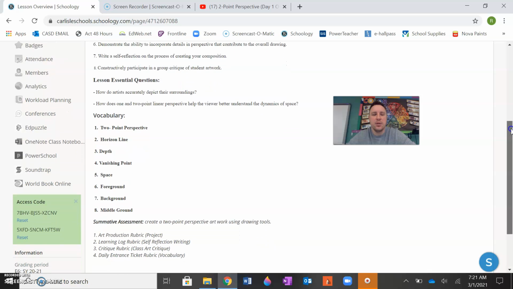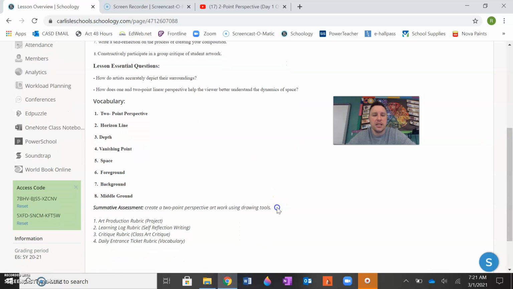And lastly, with the summative assessment, I am assessing that you created a 2-point perspective artwork using the drawing tools provided, such as a ruler and using the specific technique. I'll grade you on your art production rubric. That's worth 100 points for your final project. You'll do a learning log where you're going to complete that artist statement that was mentioned above. That is worth 28 points.